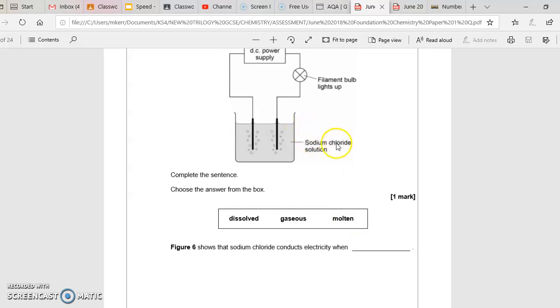Now it says sodium chloride solution. So it's not molten because it's in a solution, which means it's been dissolved in water. So it shows sodium chloride conducts electricity when it is dissolved. The gas might throw you for gaseous, but it's the fact it says there a solution. So this is a solution.